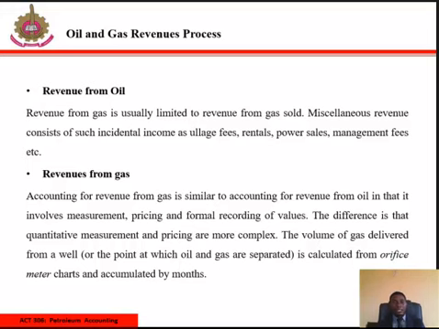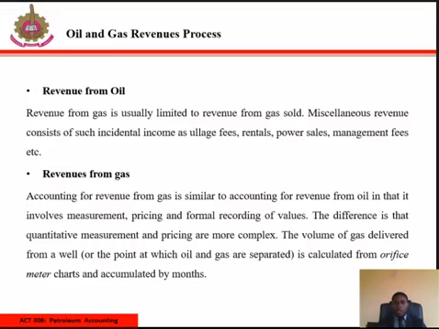So the volume of gas delivered from a well is calculated from orifice meter charts and accumulated by month. Now, an orifice meter is a device in which the pressure differential between the two sides of an opening or constriction called an orifice is used as a factor for determining the volume of flow. Now, we account for volume sold and establish or check prices reflected in revenue received.